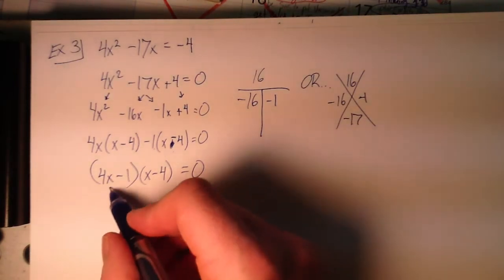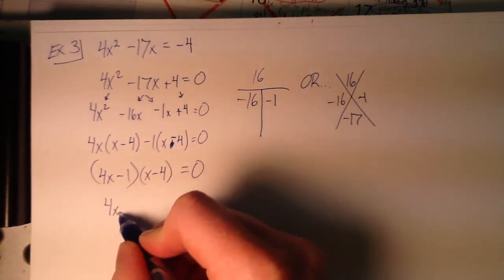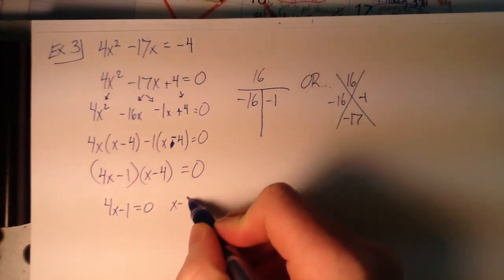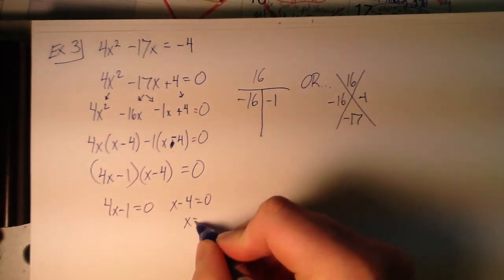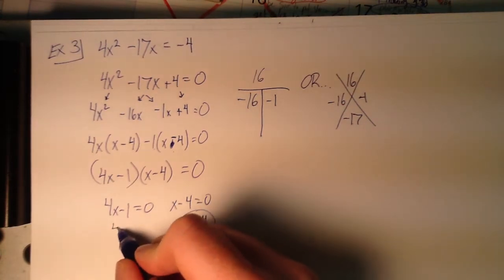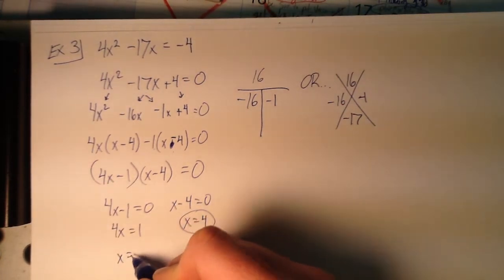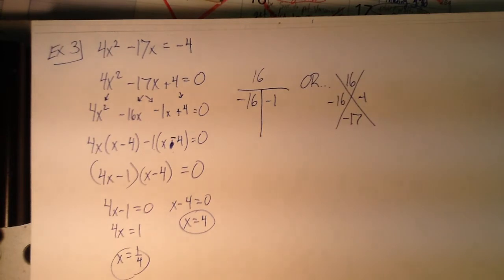We're almost done. Got two factors, set each one equal to 0, and that's going to do it. This one's pretty easy, it's 4. The other one might take a couple steps. It's going to come out to be 1/4. Okay.